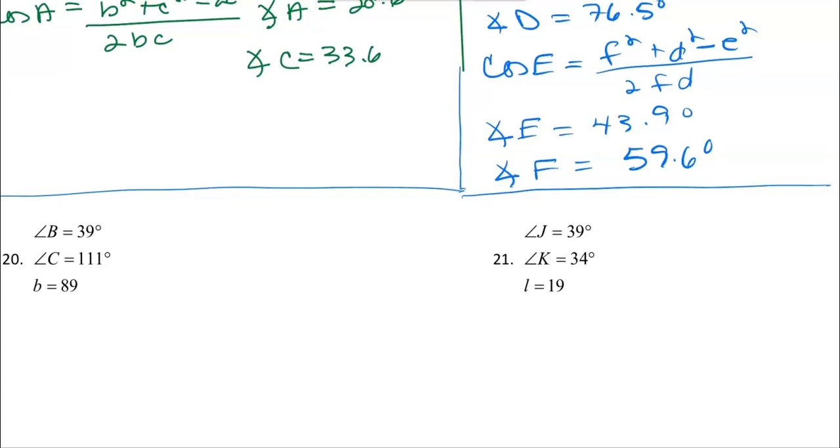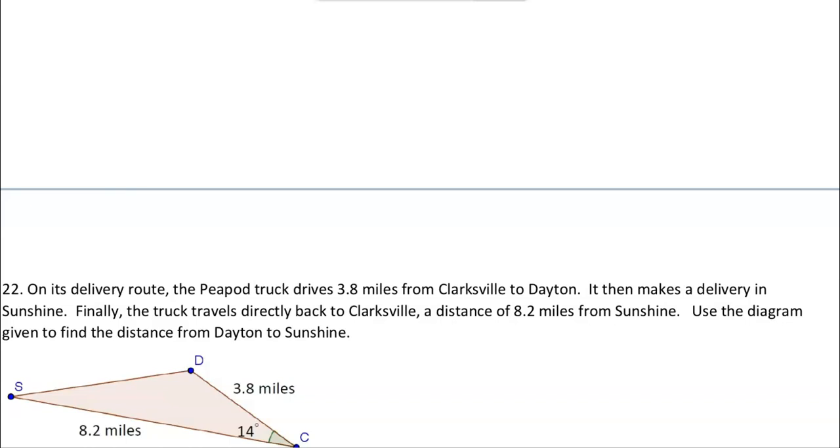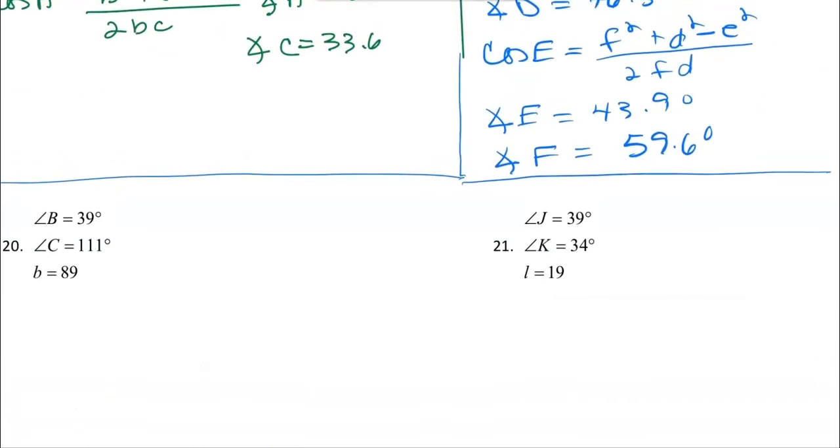So doing 20, let me just make sure I have this correct. Yep, I'm good. Okay, so doing 20, I look at that and I see I have 2 angles and a missing side. So let's look at this and see what we have. So here, I'm going to draw this triangle. This is A, B, and C. So look at A, B, and C. B is 39, C is 111, and little b is 89.